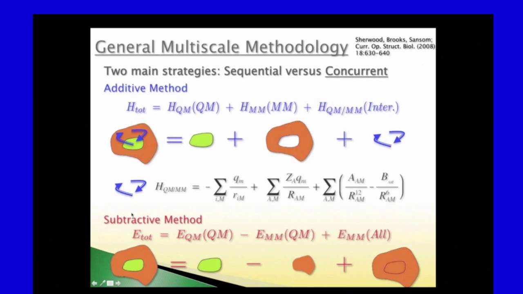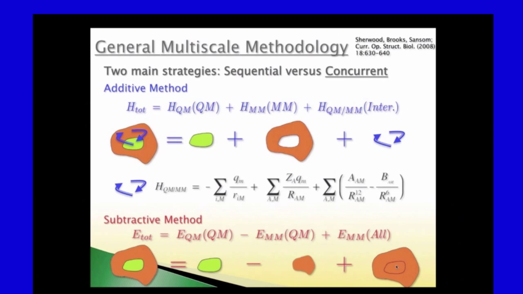Okay, so now the subtractive method. The subtractive method is far easier to implement, and conceptually, you're not dealing with Hamiltonians. You're purely dealing with energies. You get the energy of your quantum region, and then you get the energy of your total complex at the classical level. Then you get the MM energy of your QM region, and you subtract that off. You can see very nicely graphically here, if this wasn't here, you would be double counting interactions. You would count one as a quantum, and then here is a classical. You're doing this so that you can subtract off to prevent this double counting.